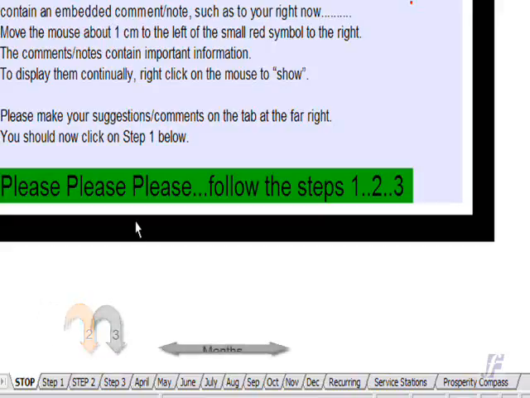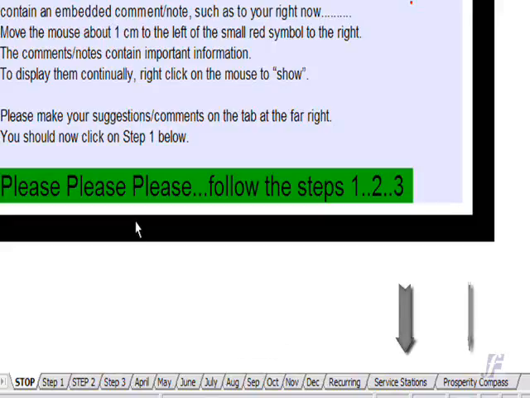Next come the tabs with the months of the year. Then comes a service station tab where you can get some specific services. Finally, you see the prosperity compass to point you to prosperity and answer some tough questions.